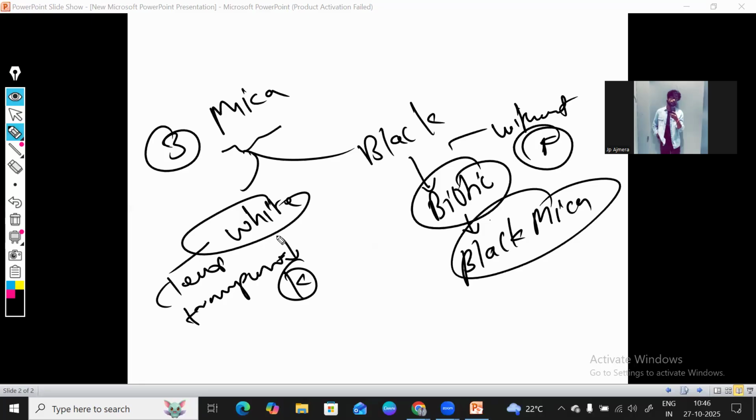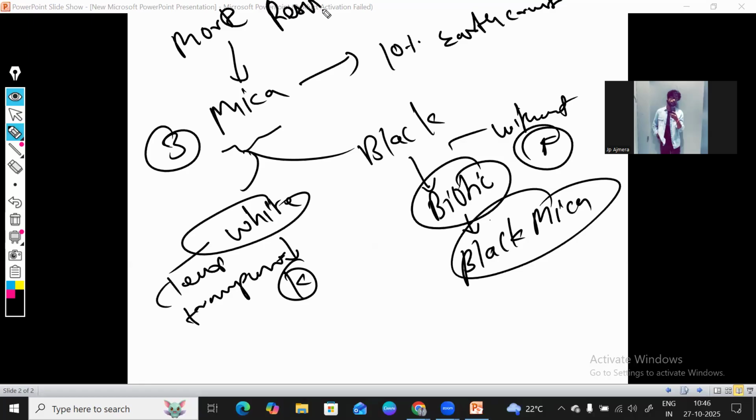In the earth crust, 10% is occupied by mica. Mica is more resistant to weathering than feldspar and other silicates.